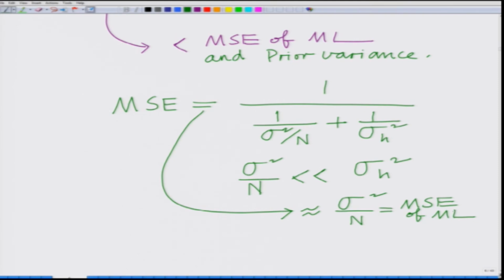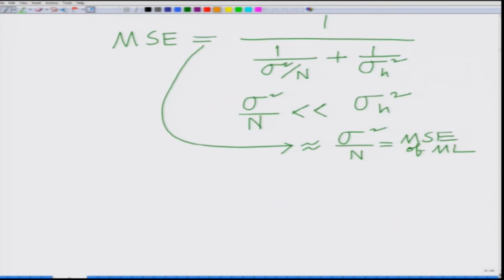On the other hand, in the other scenario, if the prior variance sigma h square is much less than sigma square over n, then 1 over sigma h square is much greater than 1 over sigma square over n. So this first term will be dominating in this scenario.